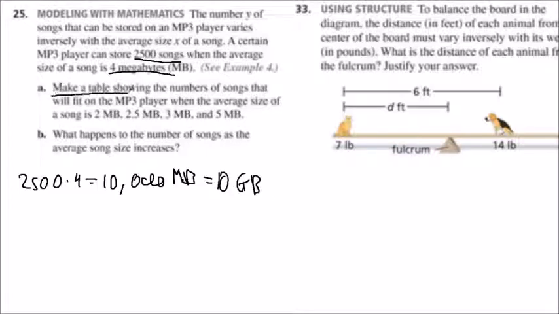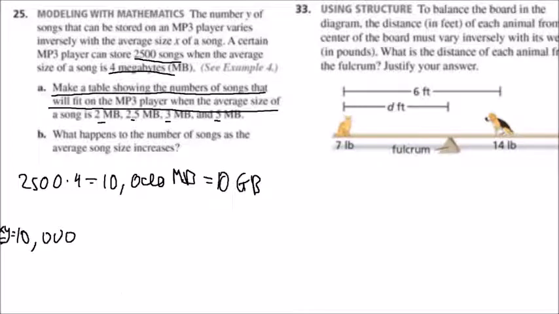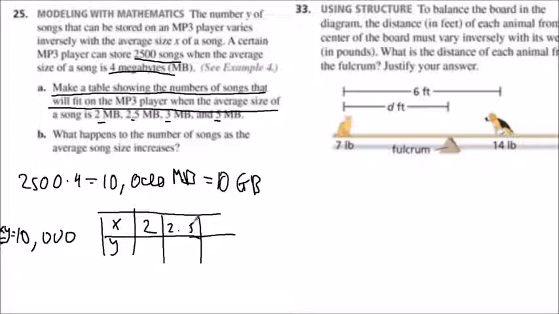We have to make a table showing the number of songs that will fit on an MP3 player when average size is 2, 2.5, 3, and 5. So let's do it. Let's just do 10,000, right? And then xy is equal to 10,000. And then we'll show the table of that. That will be x, y. Let's say x is equal to 2, 2.5, 3, and 5.